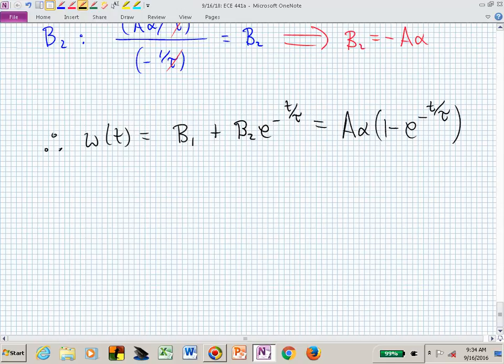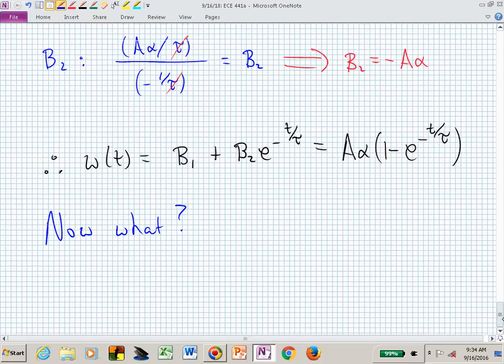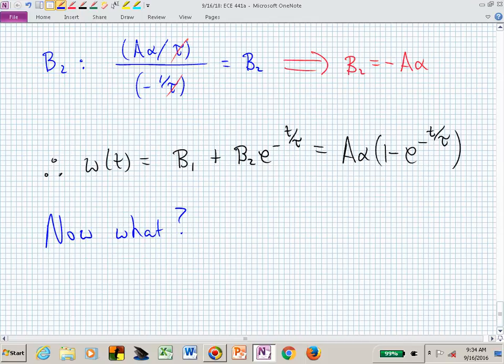I think I'm finished. But now what? What are we trying to do? We're trying to find alpha and tau, aren't we? From maybe measured data. We're still looking for alpha and tau.